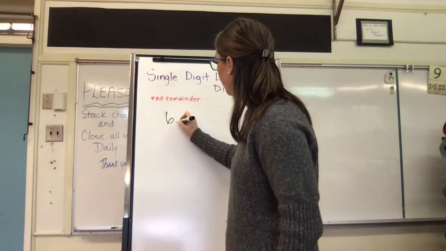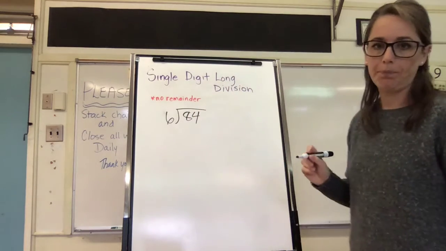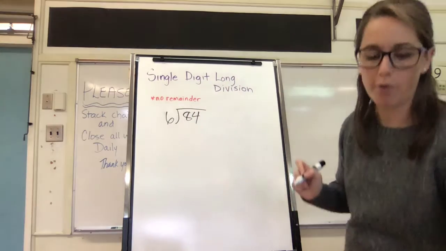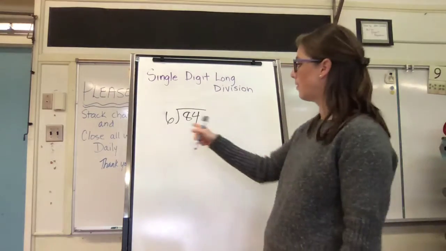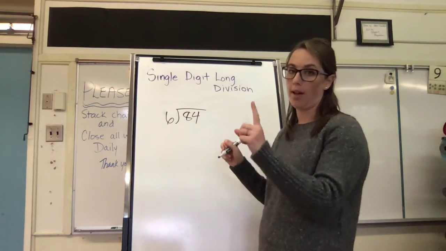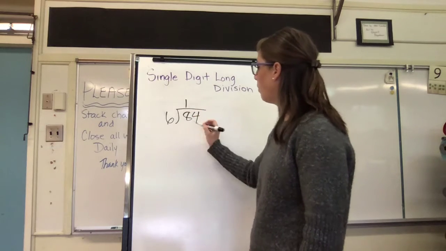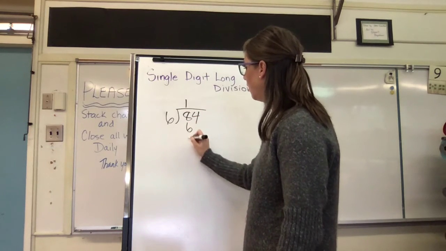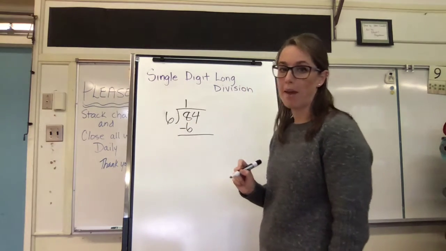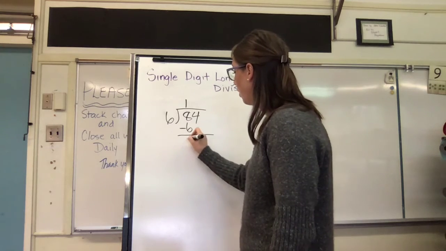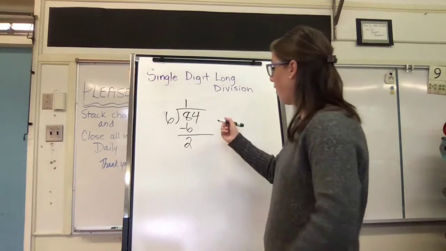Next one. 6 into 84. So how many times can 6 go into 8? We know that that's just the one time. So we're going to put 1 up there. Multiply 1 times 6. We're left with 6. Subtract 6 from 8, and you're left with 2. You want to bring down that 4.